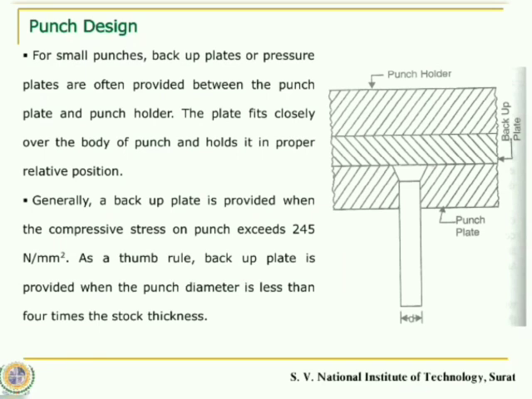For small punches, backup plates or pressure plates are also provided between the punch plate and the punch holder. This plate fits closely over the body of the punch and holds it in proper relative position. Generally, a backup plate is provided when the compressive stress on the punch exceeds 245 Newton per mm square. There is a thumb rule also wherein a backup plate is provided when the punch diameter is less than 4 times the stock thickness.